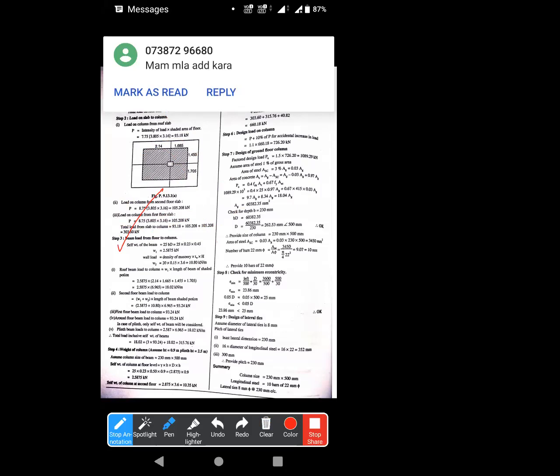Similarly, you have to go with the load on the column from the first floor slab. The load calculation for this slab is the same, therefore 8.75 into the shaded area will be the same. The value for the first and second floor will be the same. Total load from slab to column: the addition from the roof, first and second floor is 303.60 kilonewton.